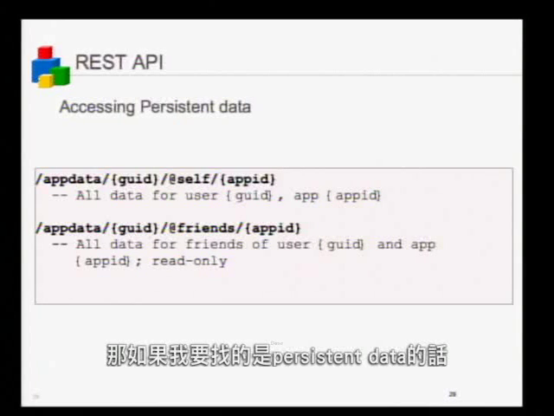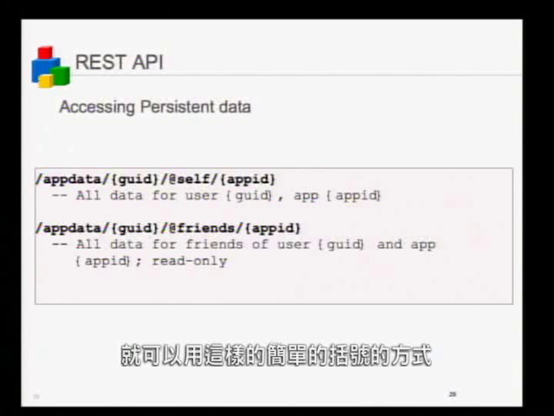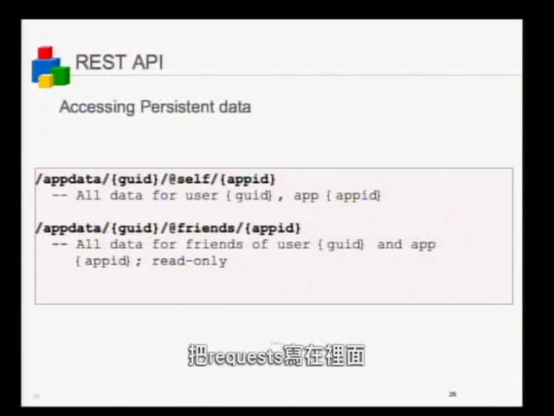So if I want to access persistent data, I can just execute these simple REST requests and be able to pull back the data for this particular user and see what the stored application or the stored persistent data on the OpenSocial server is like.